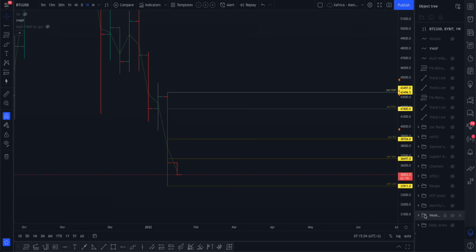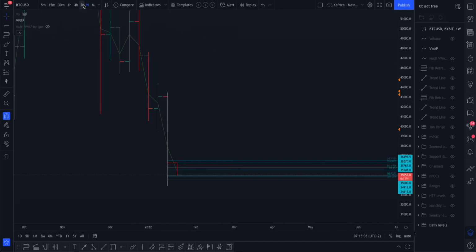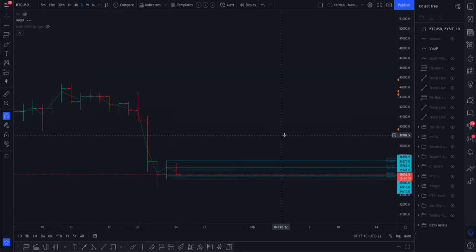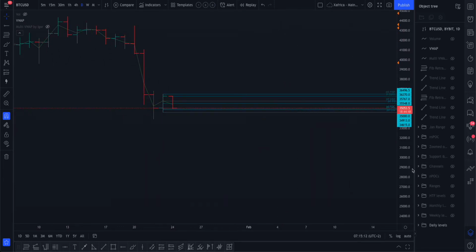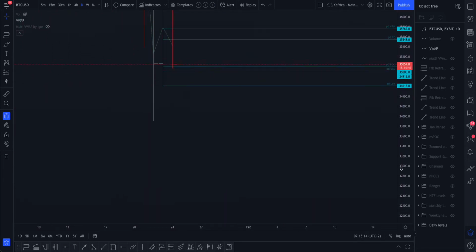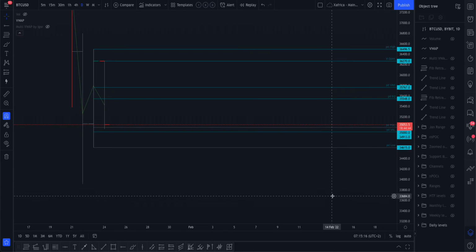Right, let's go to the daily levels. Just going to change this to our daily chart. And you can just pause and record that. Alright, and I'll start adding my other levels.